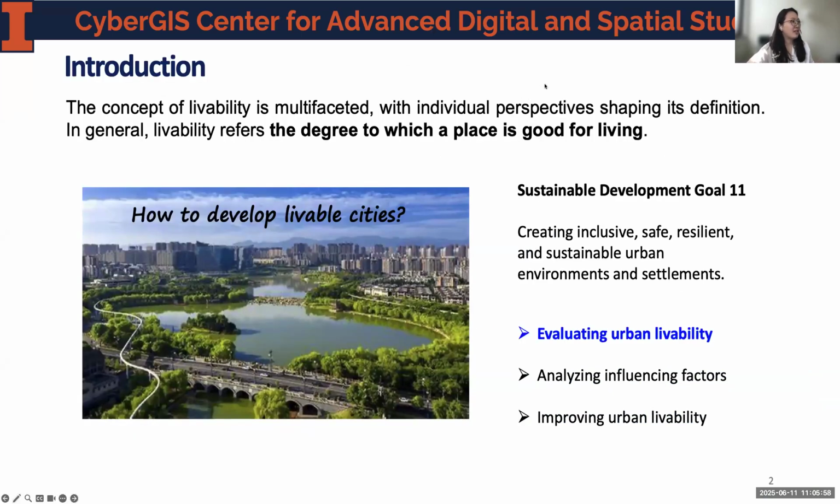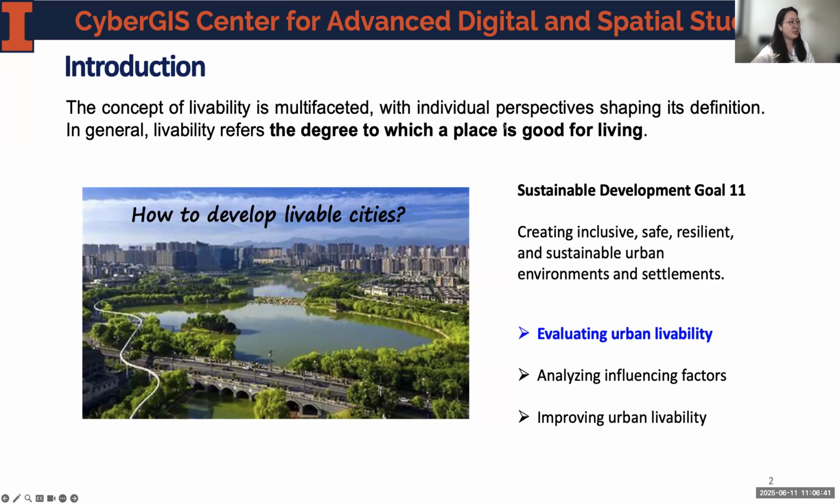The concept of livability is multifaceted, with individual perspectives shaping its definition. But in general, livability refers to the degree to which a place is good for living. So for urban researchers and the government, one of their important tasks is to develop the livable city. So how to develop the livable city? A livable city will also coincide with Sustainable Development Goal 11: creating inclusive, safe, resilient, and sustainable urban environments and settlements.